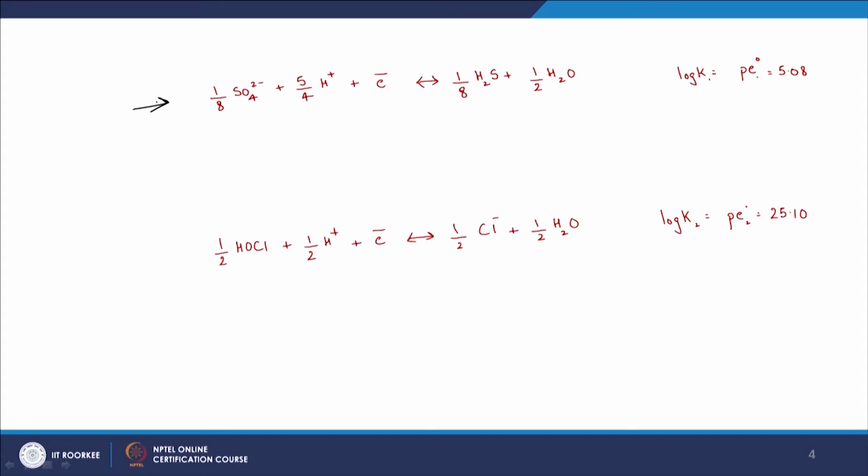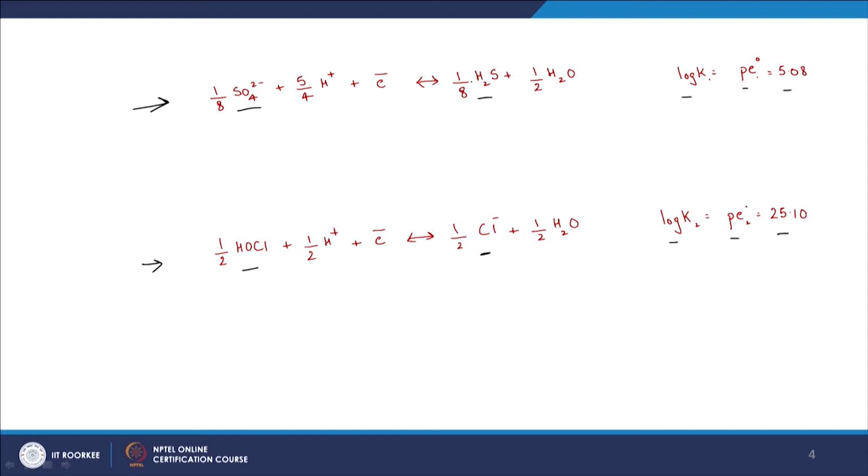Here we are going to look at two half reactions: SO4 2 minus being reduced to H2S, and also HOCl being reduced to Cl minus. Here we also have the log K and the pE naught values for these half reactions. Obviously the standard form is to write them as reduction. For ease of understanding, we have written both of them as one electron transfer. So again here it is HOCl being reduced to Cl minus.